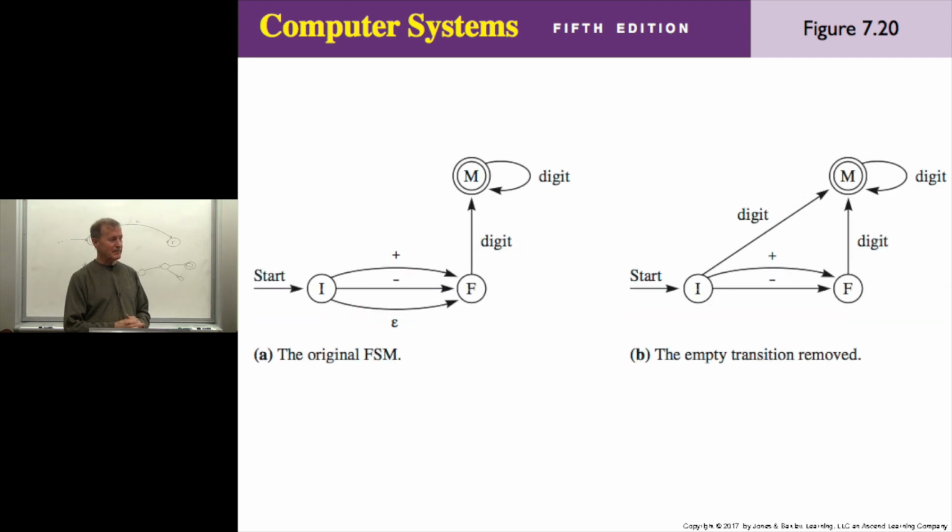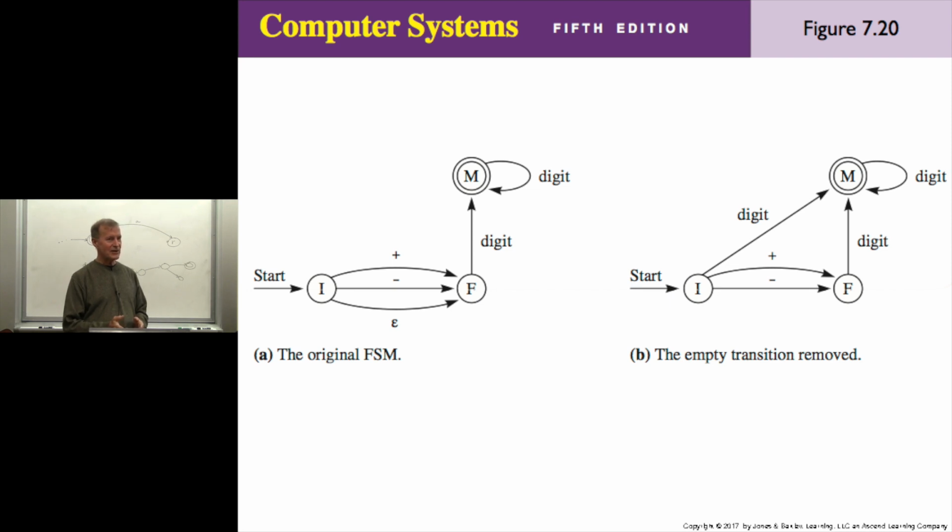And here's that other one from, you know, that we had with the signed integers. So look, there is an empty transition from where to where in part A? From I to F, all right? But now there's also a transition from where to where? F to M on what? Digits. So what do we do? We erase the empty transition from I to F and make what? A transition from where to where? I to M on digit.